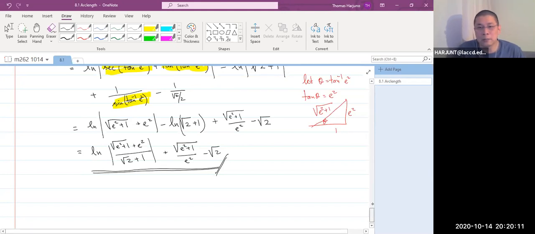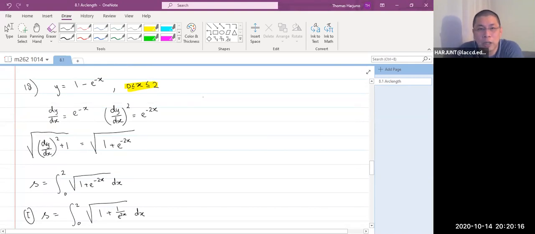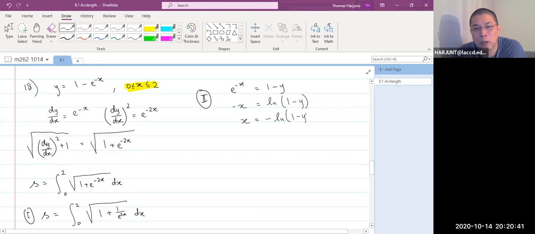The second method, actually, let me do it here. Instead of working on y, let's solve for x instead. So e to the negative x equals 1 minus y. So negative x equals natural log of 1 minus y. So x equals negative natural log of 1 minus y. Now, I'm not saying that this will be easier. I don't even know if it is doable. What I know is we can try.